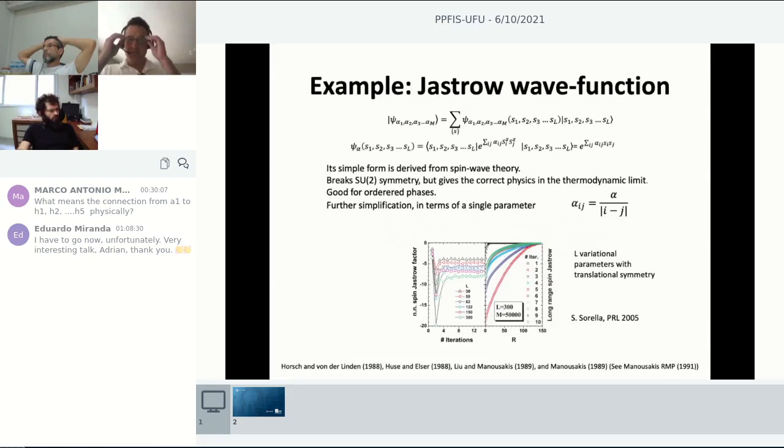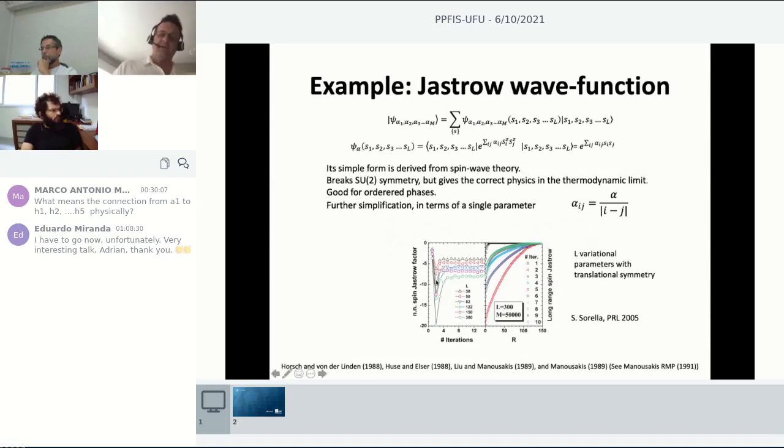It can be simplified even further if we assume a functional form for this alpha_ij. If you assume that alpha_ij depends only on the distance between the spins, you can propose a parametrization like the one shown here, in which you have only a single parameter alpha divided by the distance. So you're assuming that the coefficients decay algebraically with the distance. You can also make it more complicated, maybe add a power, distance squared or distance to some other variational parameter, and then you have two variational parameters. You can tweak it and make it as general as possible.